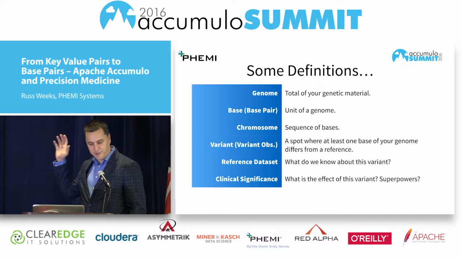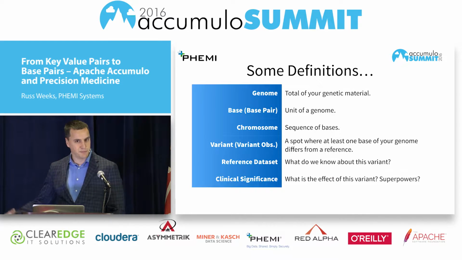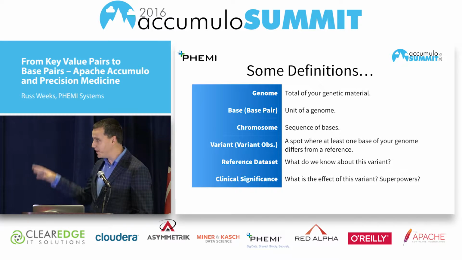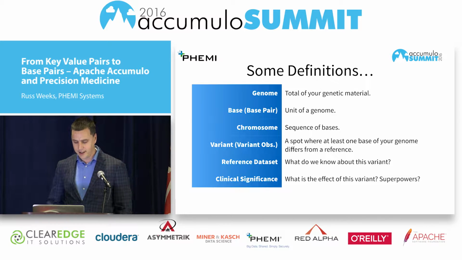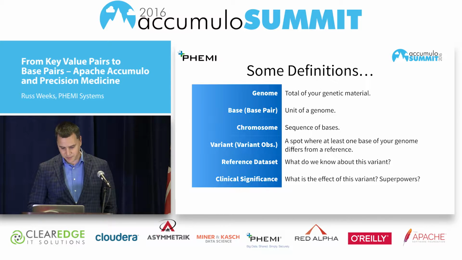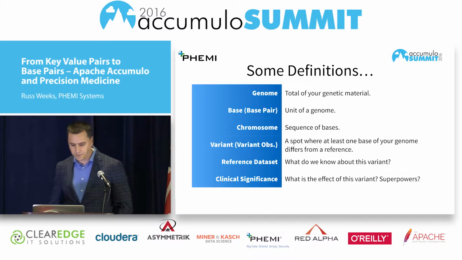So just like a really fast introduction to bioinformatics from somebody who, again, is not a bioinformatician, but I think I'll define these terms sufficiently for the context of this talk, but don't go out and try to sequence your own genome based on what I say here. So everybody has a genome, right? Let's start there. Your genome is the total of your genetic material.